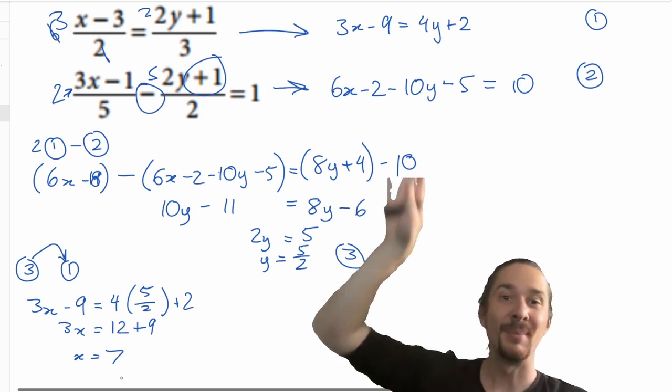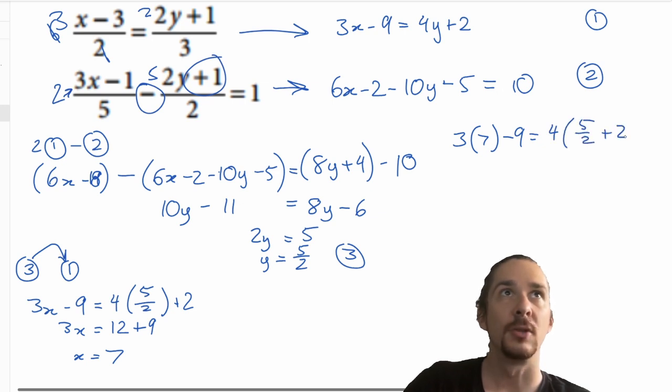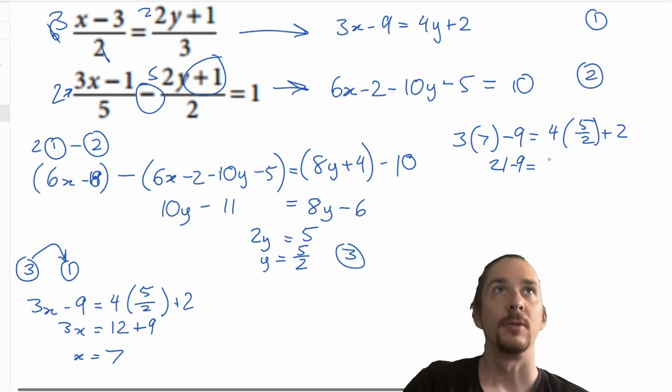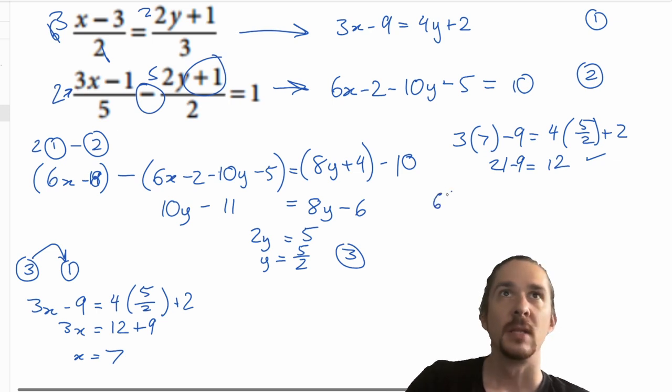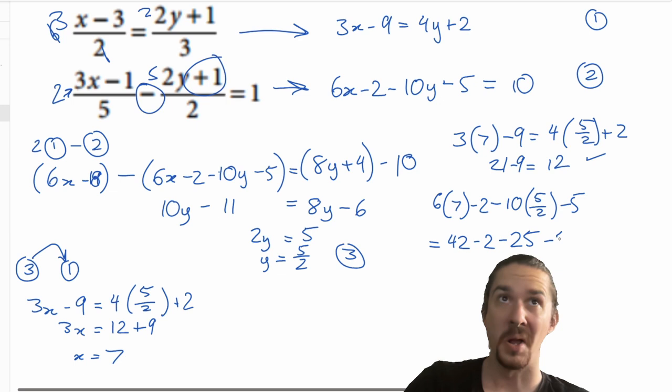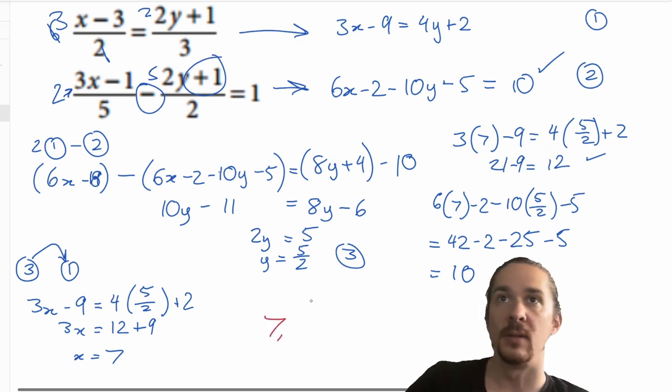Let's do our due diligence and plug this back into the equations to check. So 3 amounts of 7 minus 9 equals 4 amounts of 5 on 2 plus 2. 21 minus 9 is 12. 4 amounts of 5 on 2 plus 2 is also 12, so that one works. Let's double check with the other equation just to be certain. 6 amounts of 7 minus 2 minus 10 amounts of 5 on 2 minus 5 is 42 minus 2 minus 25 minus 5. So that's 42 minus 32, which is 10, and that is exactly what we expected. And so our answer here can be expressed as 7, 5 on 2.